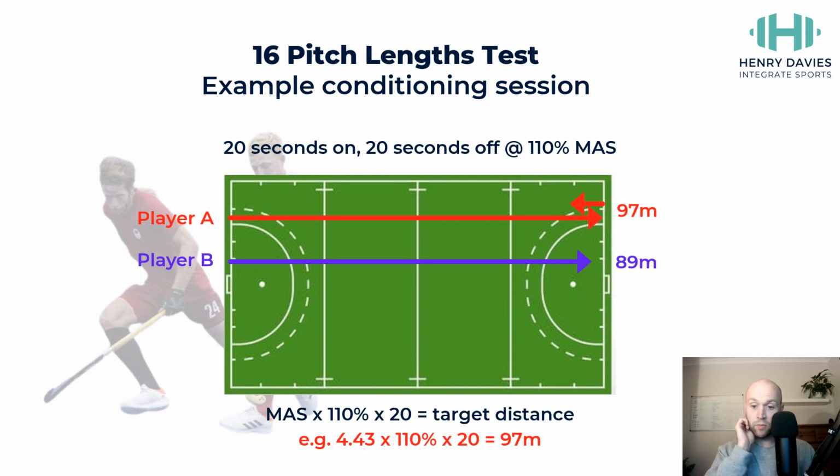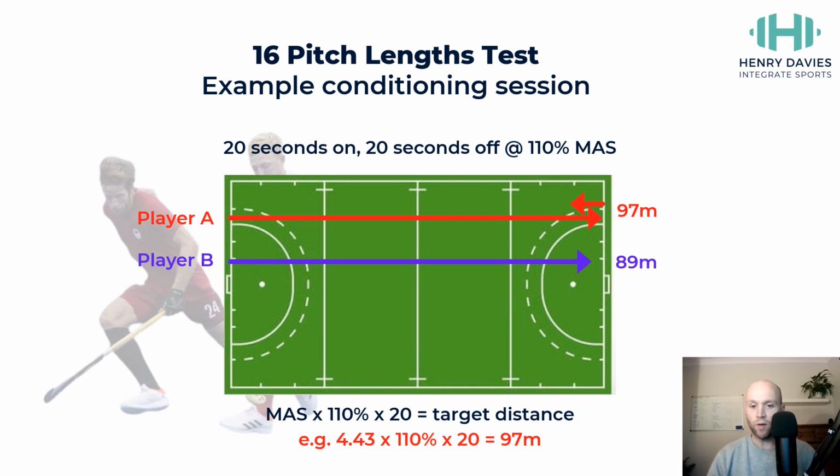So player B will be 2 meters short of the pitch length, so 89 meters out of 91. So they just have a cone set up 2 meters short of the end of the pitch length, and that's their target. Player A is going to have a longer running distance because they've got a higher maximum aerobic speed score of 97 meters. And there's 2 ways you can do this. Either you could go all the way to the end of the pitch and then back 6 meters, so a little shuttle at the end there, or you could obviously do something like 48 meters as one shuttle, which would be just beyond the halfway line and back. Just depends how you want to set it up.